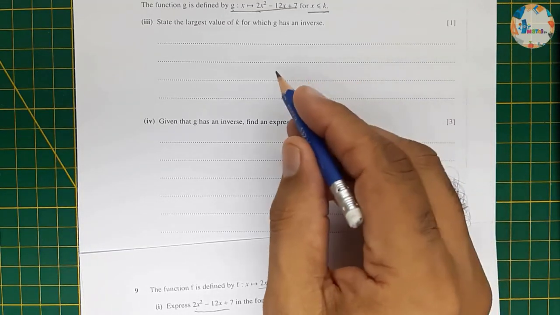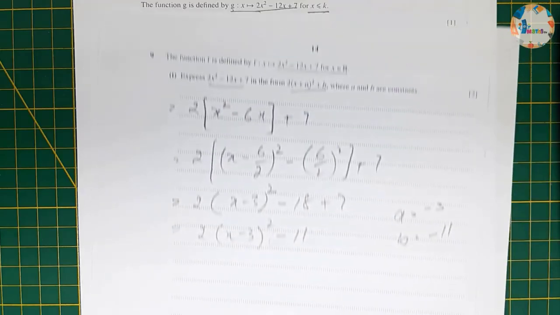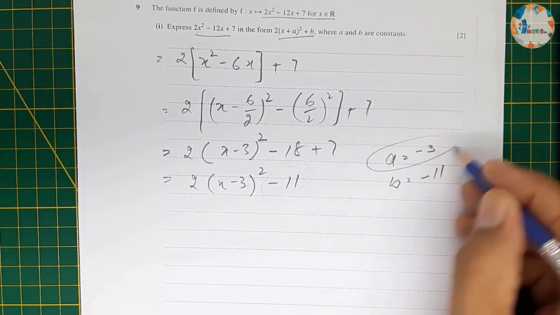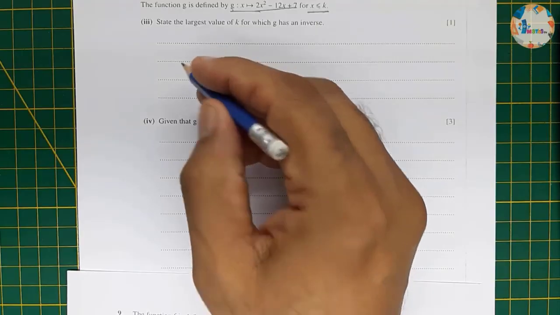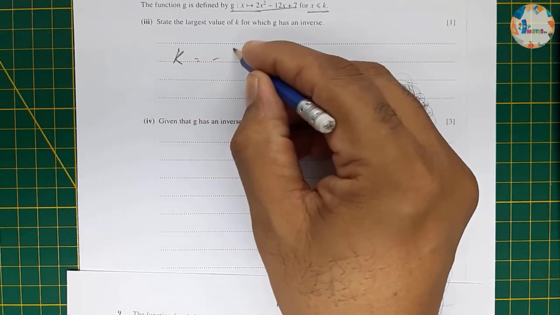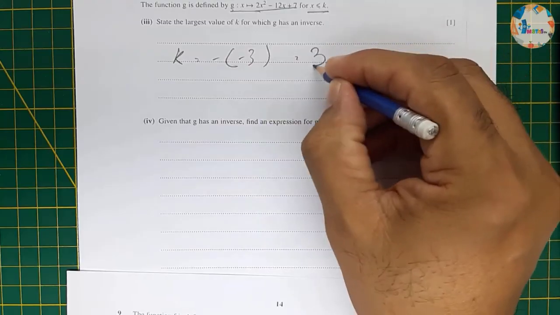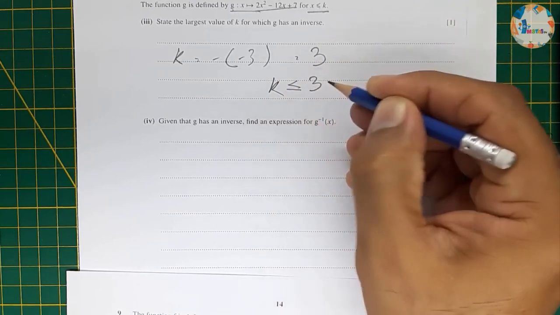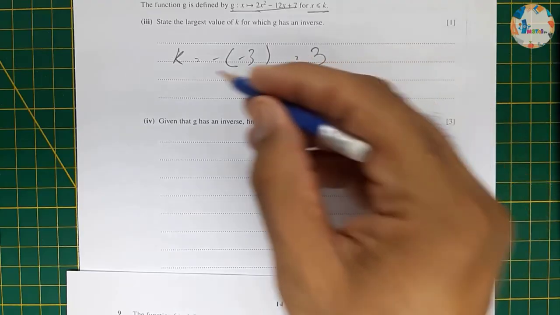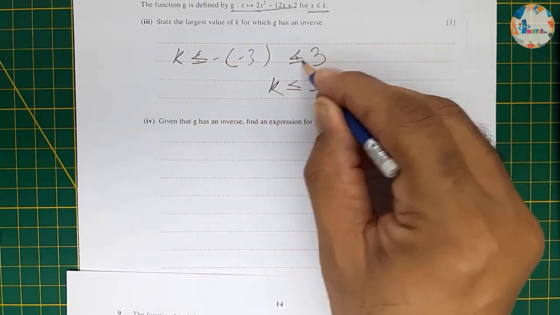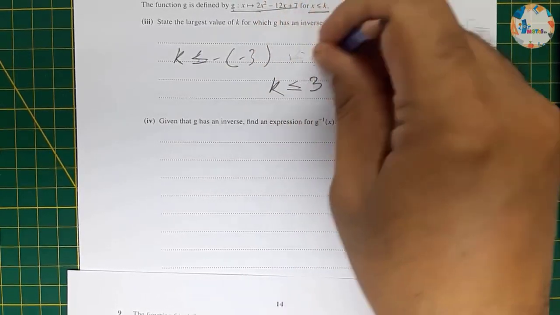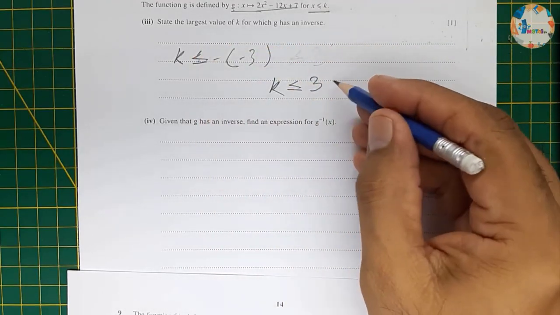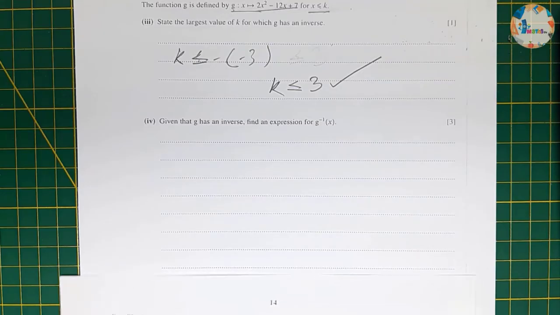So for this part, basically, we will be checking the value of a in part 1, which we have written as minus 3. So we will take the negative of a. So k will be equal to minus that a value, which is minus 3. So we will write 3 as our answer. So k should be less than or equal to 3. We can write here less than or equal to, and we can directly write this after this, because we cannot write two inequality signs. This will be our answer for this question part.